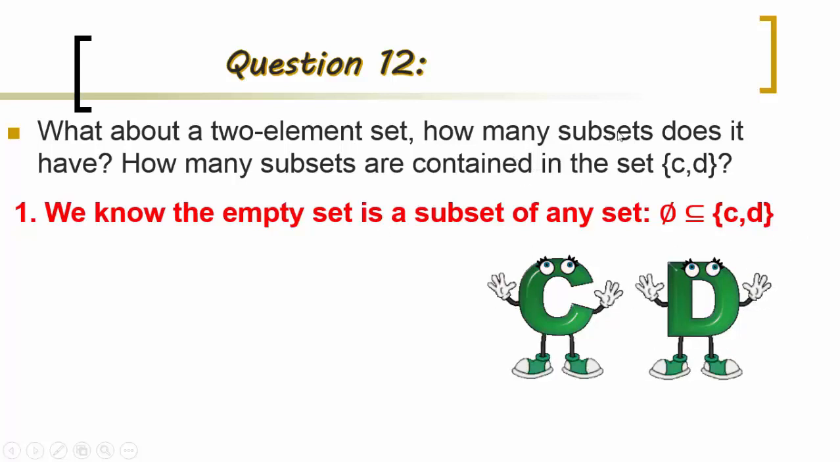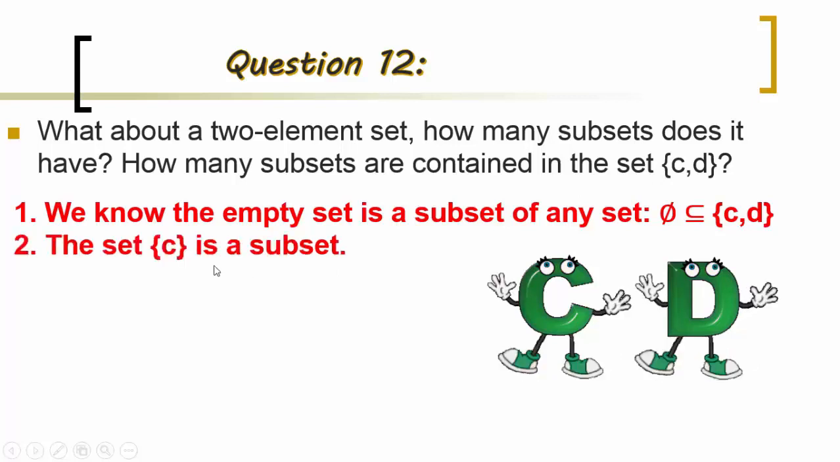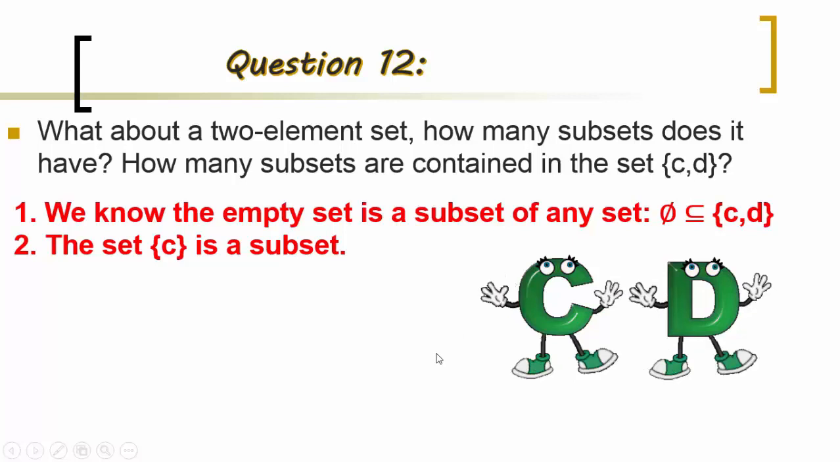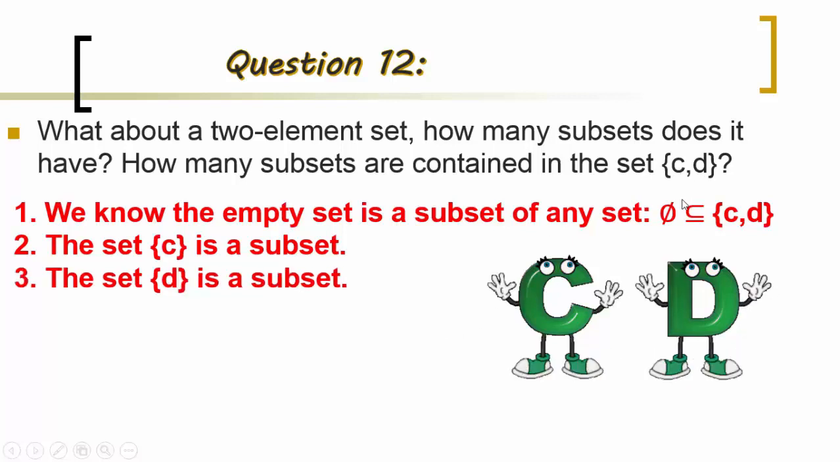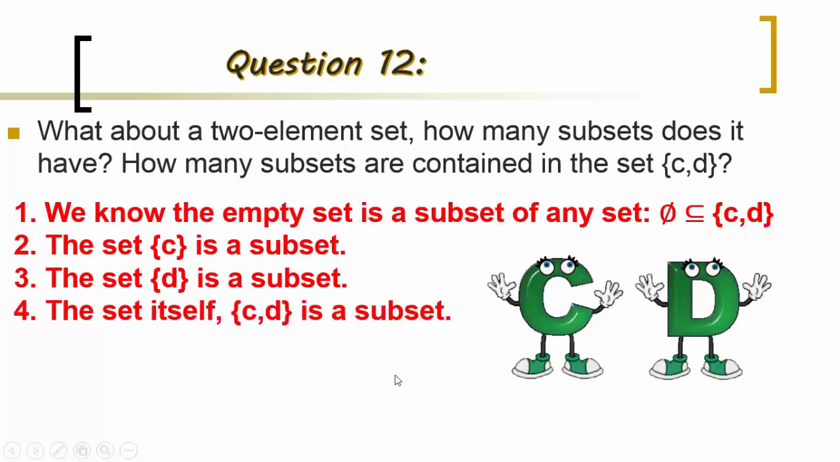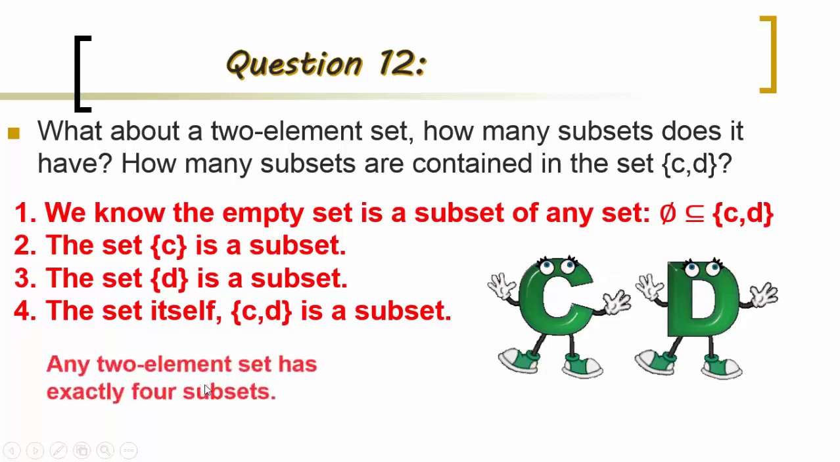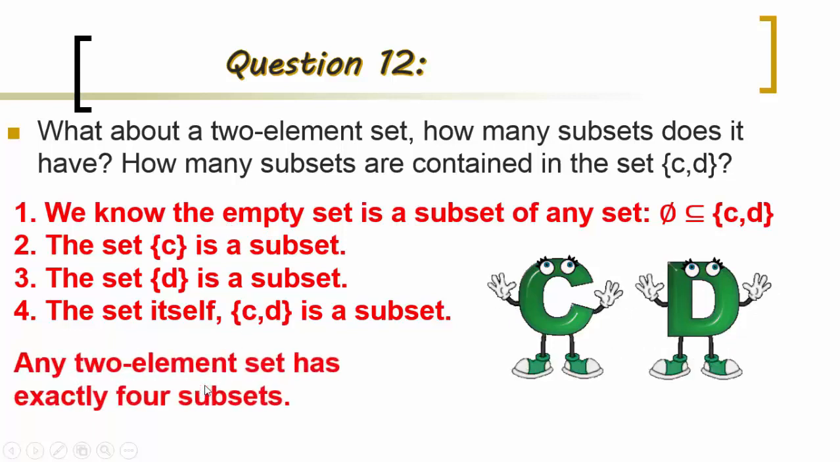Well, we know that C is a subset of CD because C is in there. We know that D is a subset of CD, and then indeed CD is a subset of itself. So any two-element set has exactly 4 subsets.